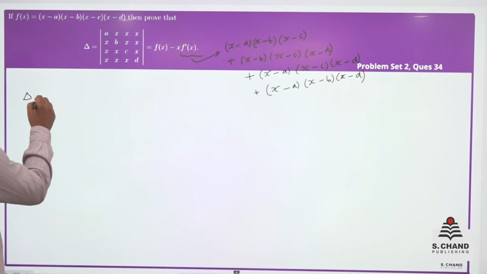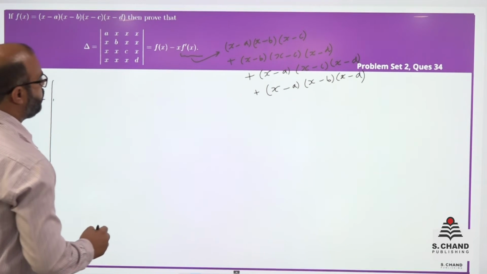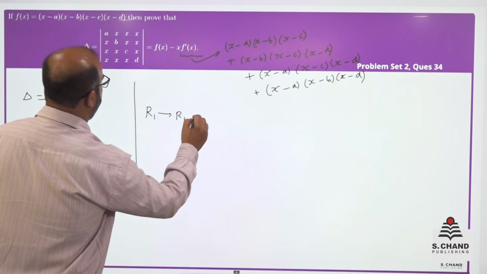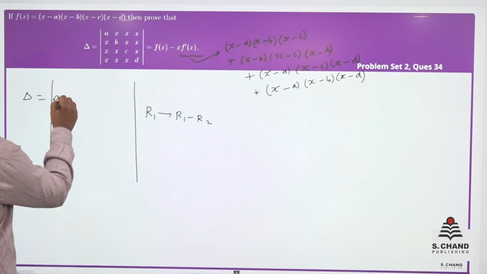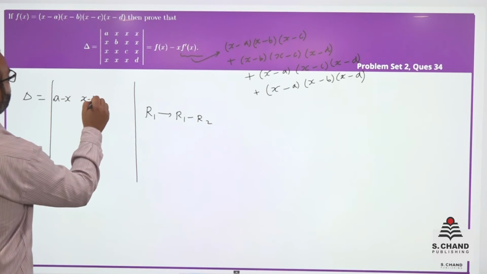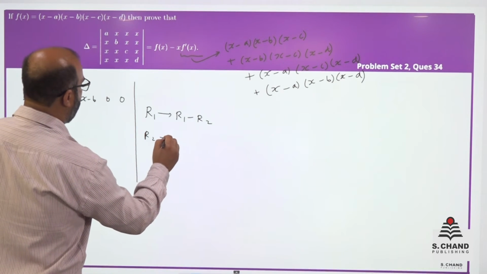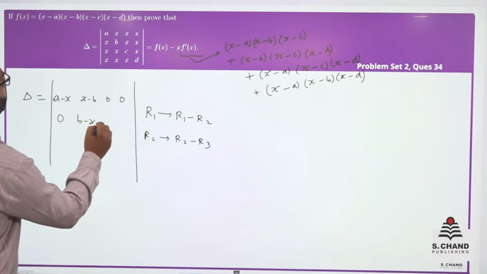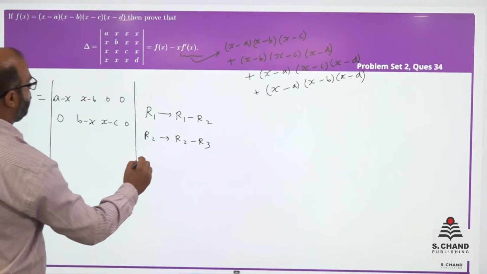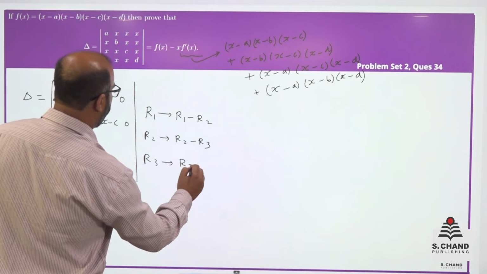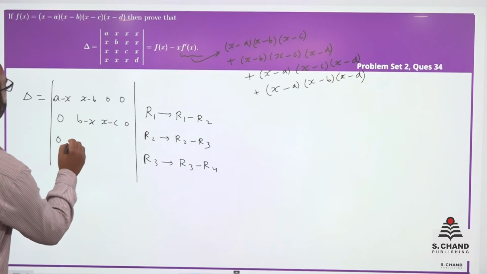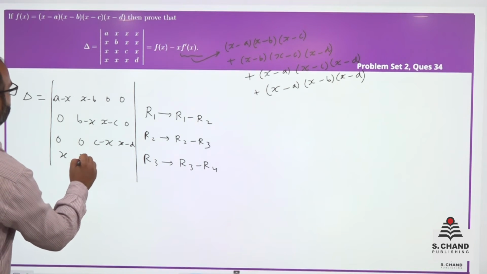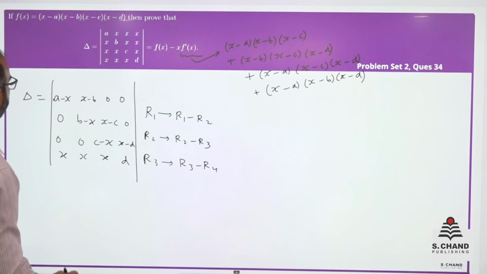Now delta is equal to, if we apply the row operation, r1 is r1 minus r2, then we get a minus x, x minus b, 0, 0, then r2 as r2 minus r3, then 0, b minus x, x minus c, 0, then r3 as r3 minus r4, then we have 0, 0, c minus x, x minus d, then we have x, x, x, d.